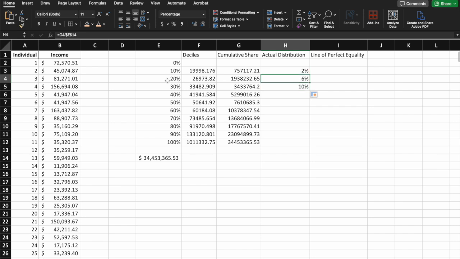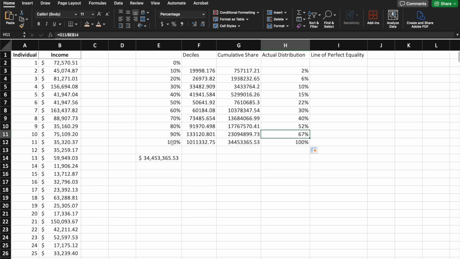Okay, as we drag this down, you can see that this is going to do the same. So the bottom 20% have 6%. The bottom 30% have 10%. Okay, and we can keep going all the way down to here. Now we can see that this is working, right? Because once you get to the top earners, all of the wealth is accounted for. But even up until the bottom 90% only have 67% of the wealth.